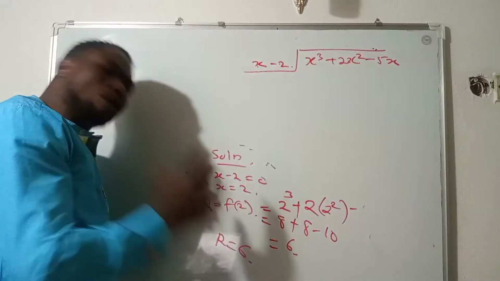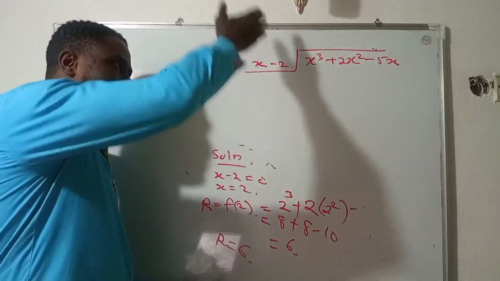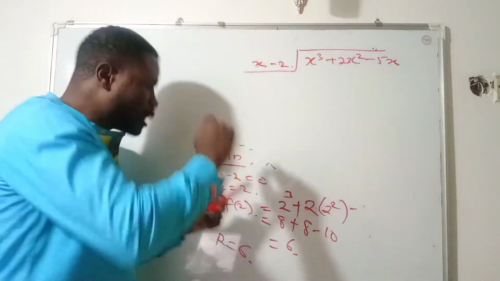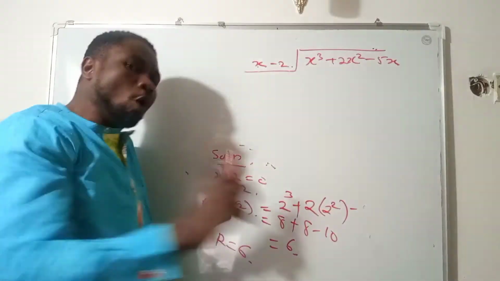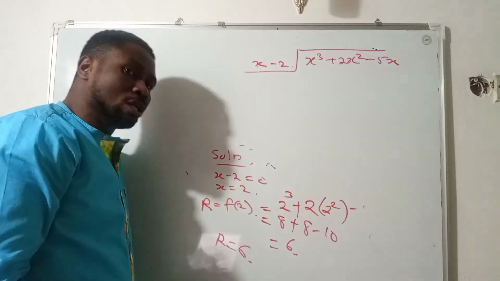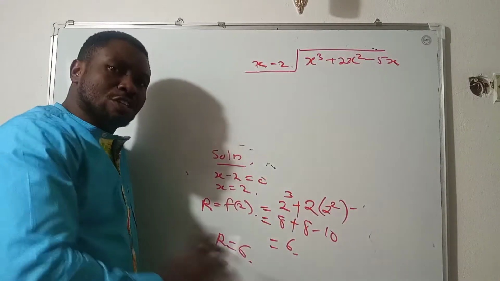We've seen it using the Remainder theorem. And so we want to confirm this. We want to see if we divide this using the long division method, if we're going to have the same 6. Though that wasn't the request of that question. By right, we're supposed to stop here using the Remainder theorem.